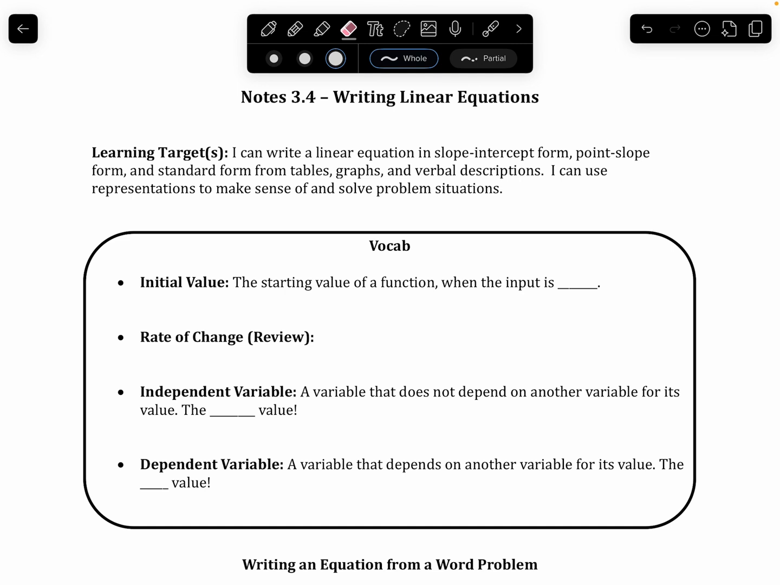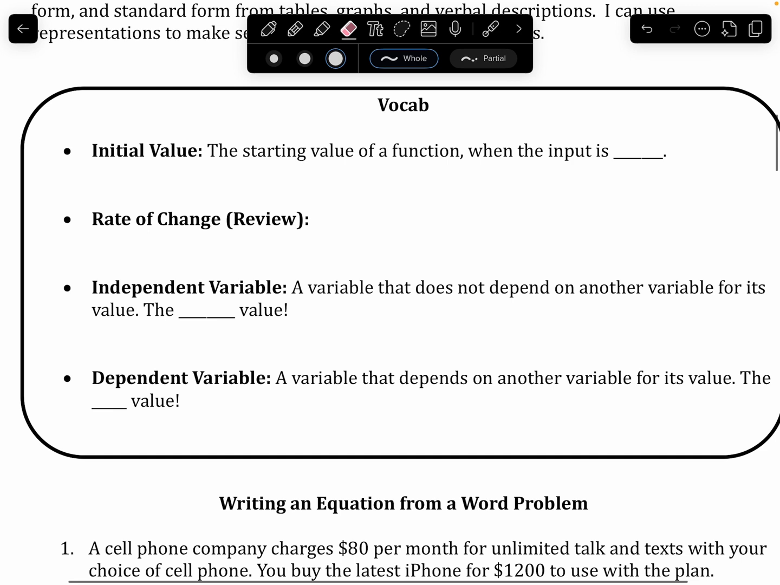And then the day after that, we talked about how to graph from all three forms. So we graph from point-slope form, we graph from slope-intercept form, and we graph from standard form. So today, I want to talk about how we can write equations in these different forms depending on the information that we are given, okay?